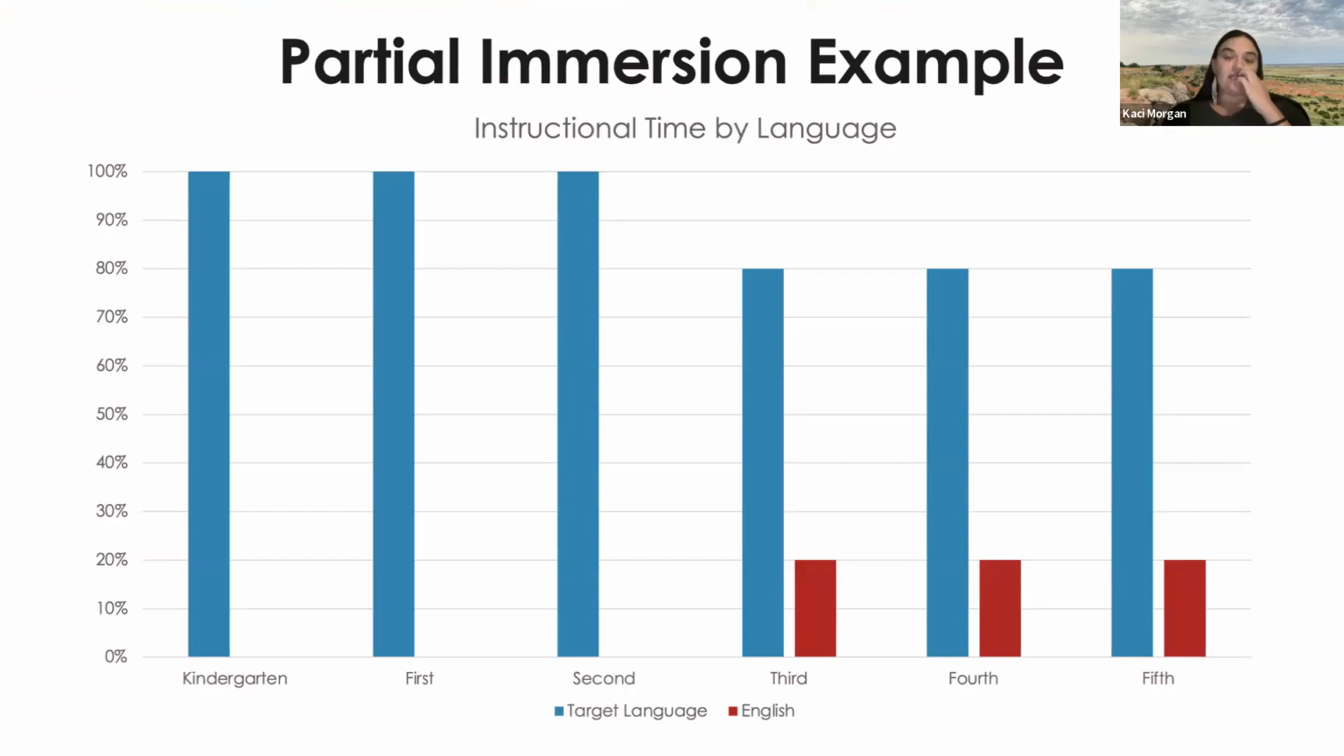Okay, so if you look at this, we're looking at instructional time by language. So the blue is the target language or the language of immersion. And then that darker red color would be English.